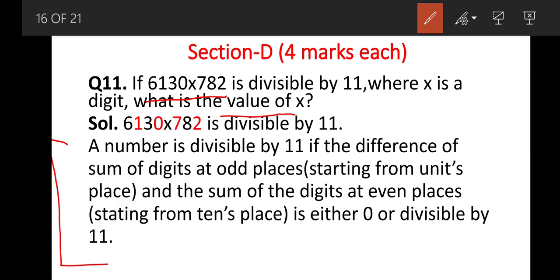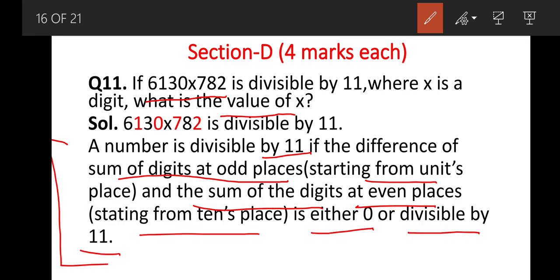What does it say? A number is divisible by 11 if the difference of the sum of the digits at odd places starting from units place and the sum of the digits at even places starting from tens place is either 0 or divisible by 11. Now I have taken a few digits in red and a few in black. The digits in red are the digits at odd places.